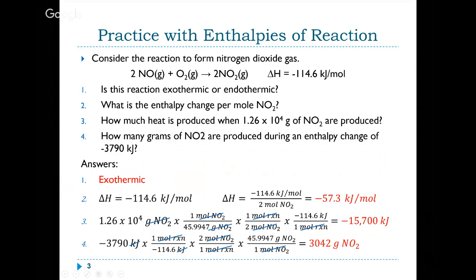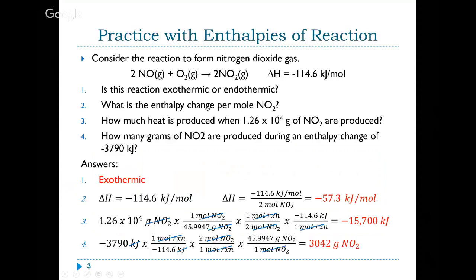What is the enthalpy change per mole of NO2? Well, here we see that it's for 2 moles that gives us this energy. So we would do a conversion that says for 1 mole of the reaction, this is the enthalpy, and there are 2 moles of nitrogen dioxide in the equation. So we simply divide our enthalpy by 2 and see that for every 1 mole of NO2, the enthalpy associated with that is negative 57.3 kilojoules per mole. So we've halved it.